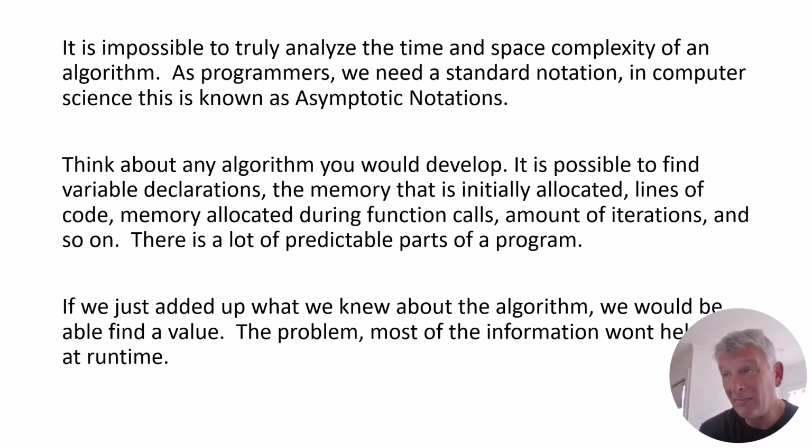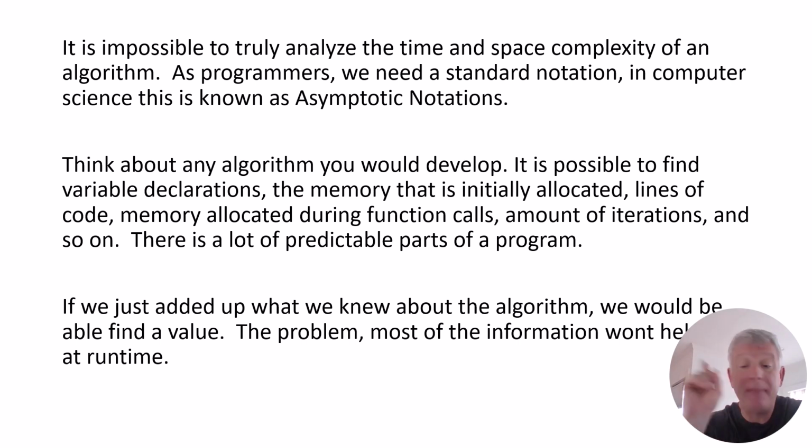Remember this. It is impossible to truly analyze the time and space complexity of an algorithm exactly. As programmers, we need standard notation. In computer science, it's known as asymptotic notations. So think about any algorithm you develop. It is possible to find variable declarations, memory that we allocate, lines of code, function calls, amount of iterations, and so on. Those are the predictable parts of the program. If we just added up what we knew about an algorithm, we'd be able to find value.